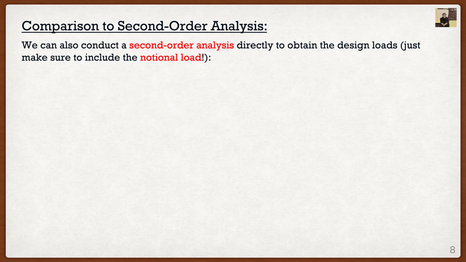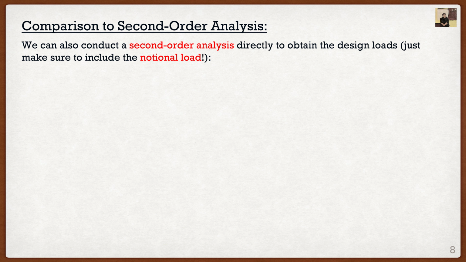One common mistake I see a lot of students make if they do a direct second order analysis is they don't include the notional load. Remember, notional load accounts for uncertainty in our structure and partial yielding. So we have to include that no matter what kind of analysis we are going to make.